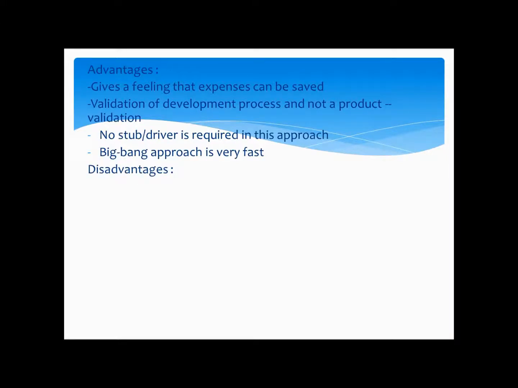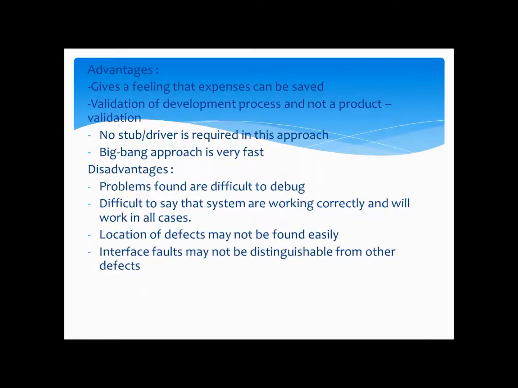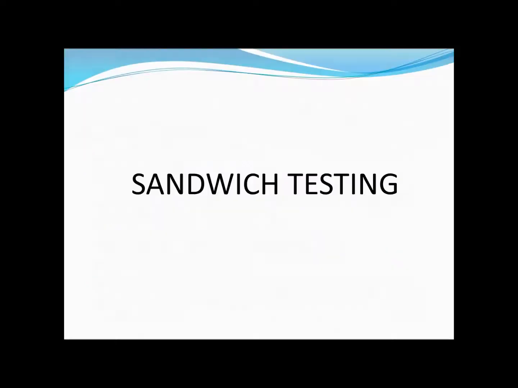However, the Big Bang approach also has disadvantages. First, problems found are difficult to debug. Second, it is difficult to say that systems are working correctly and will work in all cases. Location of defects may not be found easily. Next, interface faults may not be distinguishable from other defects. And lastly, testers conduct testing based on a few test cases by a heuristic approach and certify whether the system works or does not work. The fifth type of integration testing is sandwich testing.